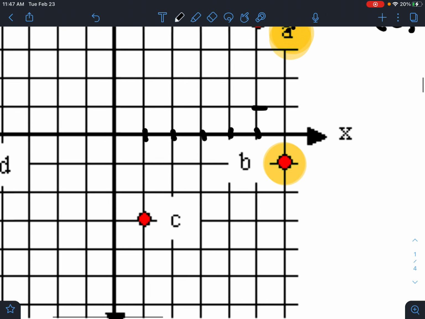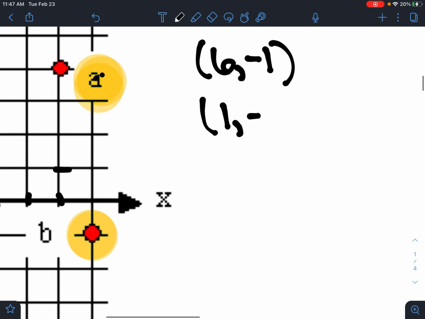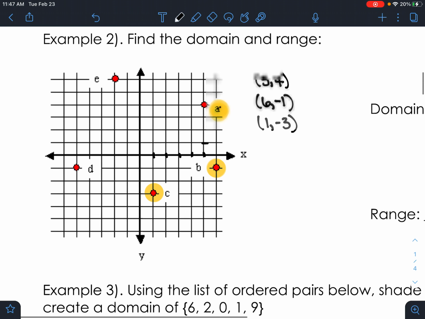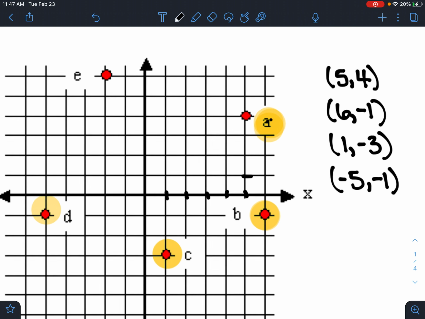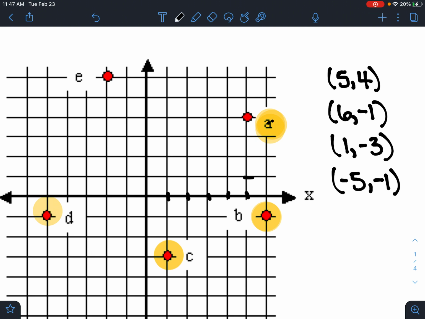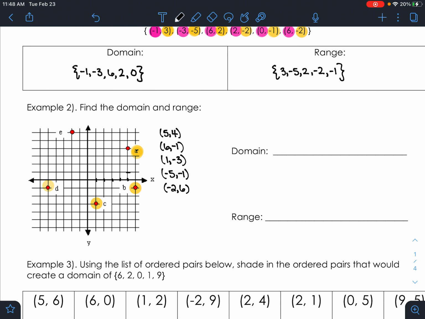Okay. All right, going over to C now. All right, I'm going to go over 1, down 3. So 1, negative 3. Let's go over to D. All right, so I'm going to go over 1, 2, 3, 4, 5. So negative 5, down negative 1. All right, and then the last one is I'm going to go over 2, but up 6. So negative 2, 6. So those are my ordered pairs.